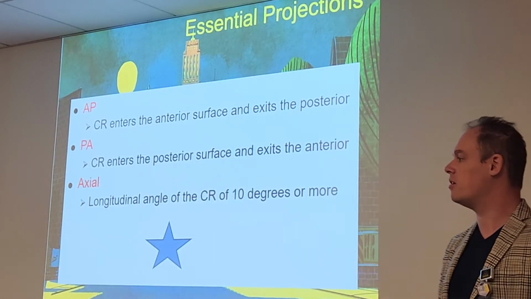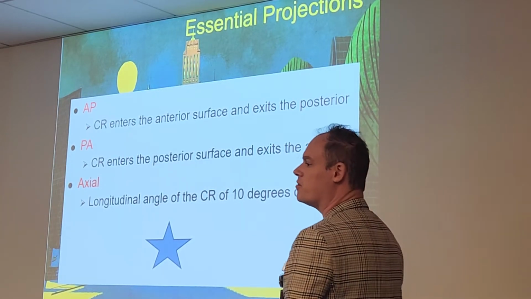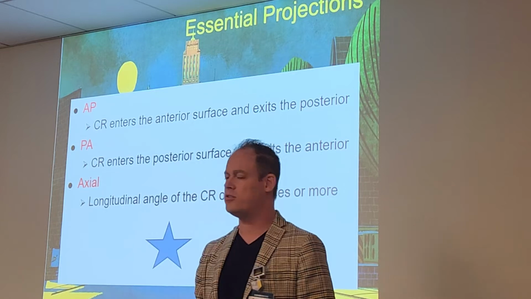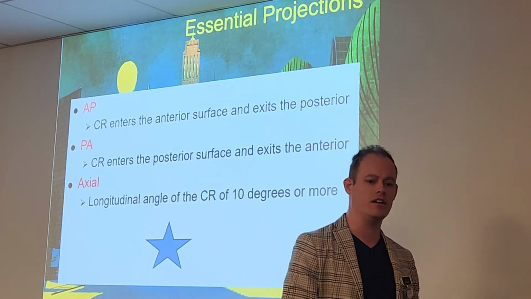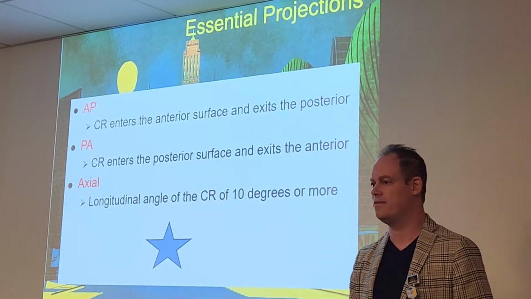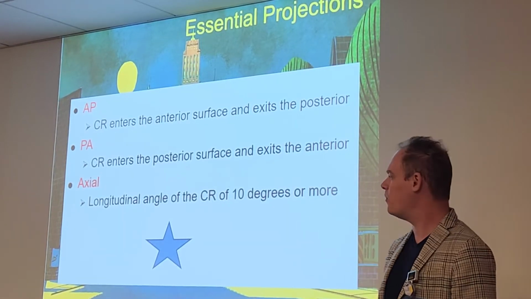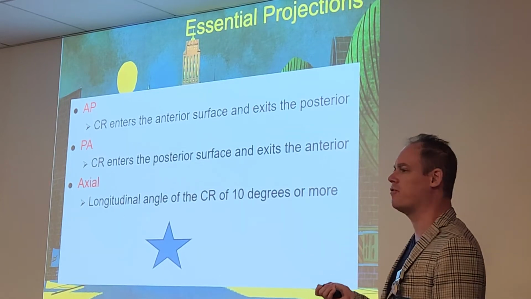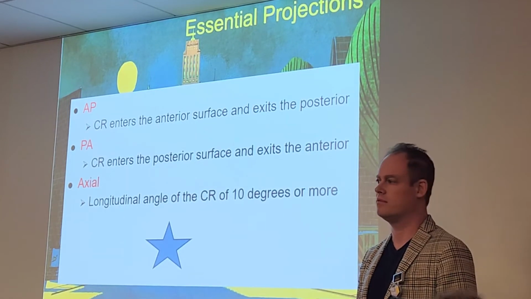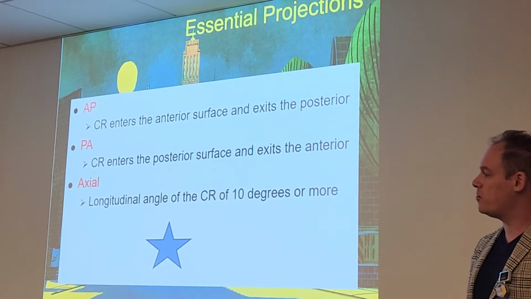The complete opposite or reverse of that would be the PA, which stands for posterior anterior. So our CR enters the posterior surface and exits the anterior. And typically that means you're either lying on your belly or you're facing the wall bucky, facing away from the tube. Then axial. Now we saw that word already. Where did we see that before? Horizontal. The horizontal plane, right? So don't mix that up with your horizontal plane.